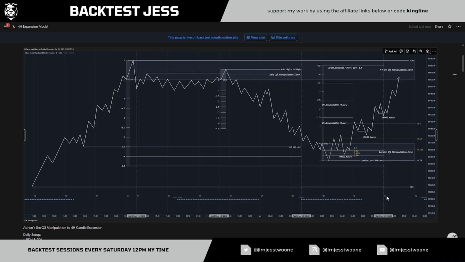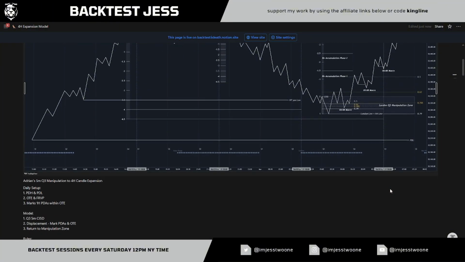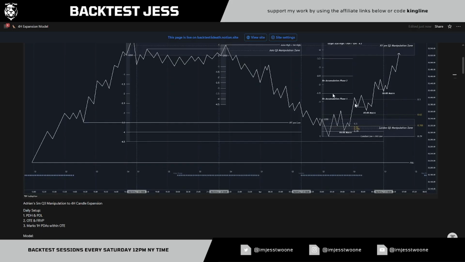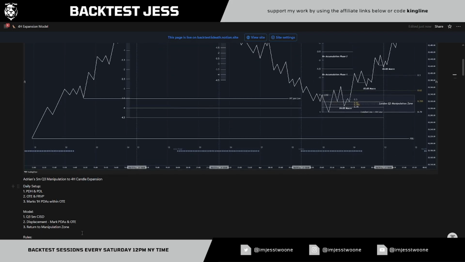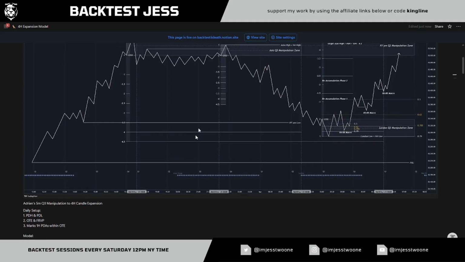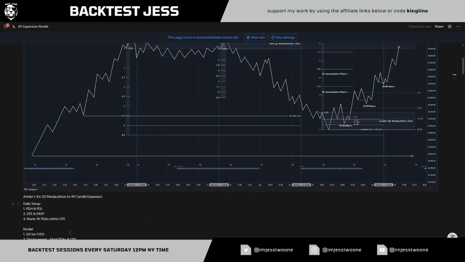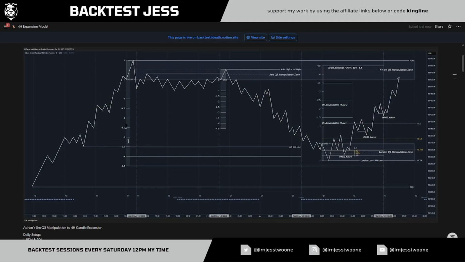This is a very, very basic way of trading a daily bias in a very simplistic form every single day. And this model pretty much presents itself, it gives us the opportunity to do that. So once we have this narrative on our chart, then we mark out, sorry, I already went through that.